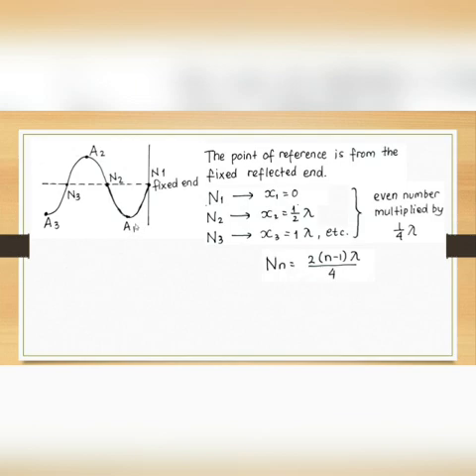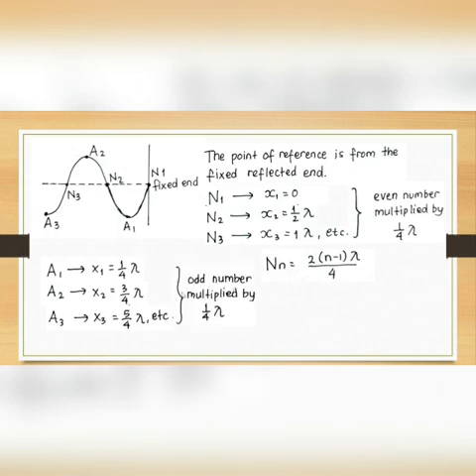What about the antinodes? The first antinode will be formed at 1/4 lambda. The second antinode will be formed at 3/4 lambda. And the third one is 5/4 lambda, and so on. So we can formulate that these are the odd numbers multiplied by 1/4 lambda. So the nth antinode, or in your book, Pn, is equal to 2n minus 1 over 4 multiplied by lambda.